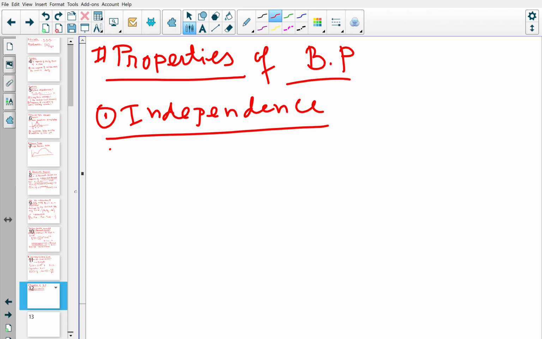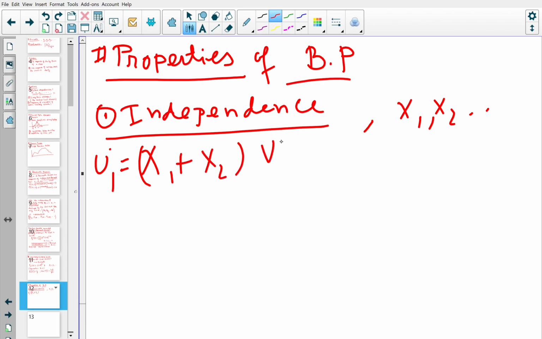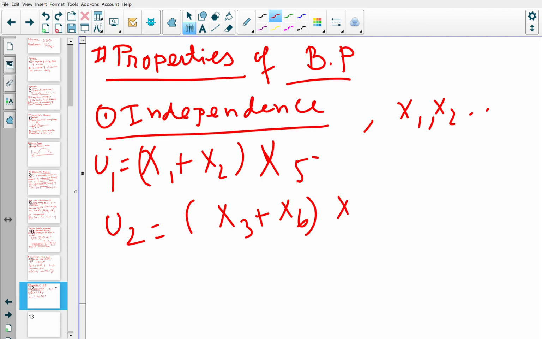Remember, you have a Bernoulli process X1, X2, dot dot dot, and you can build many random variables out of these. Suppose you have X1, X2, up to X5, so this U1 will be a random variable. Similarly, you have another random variable, say U2, say X3 plus X6 into X2, X4 into X6. Now can you say anything about U1 and U2?